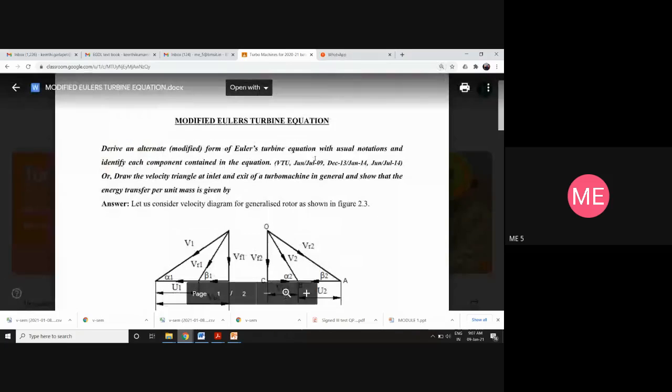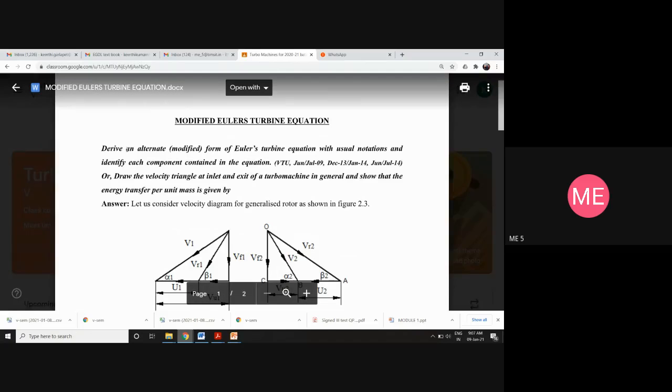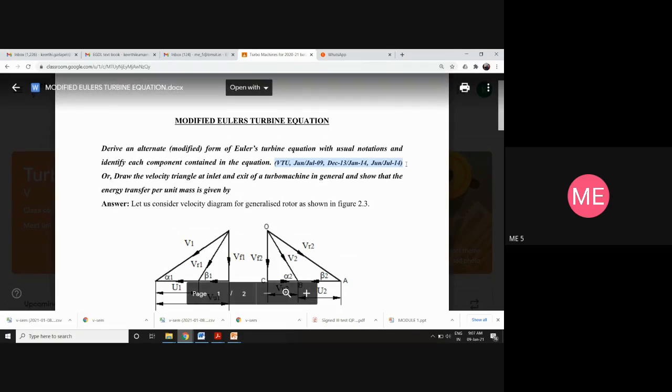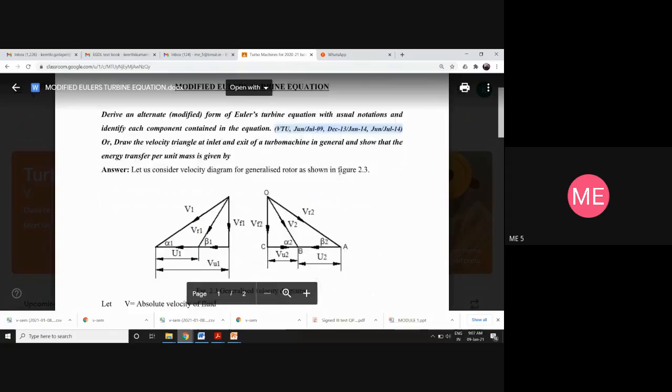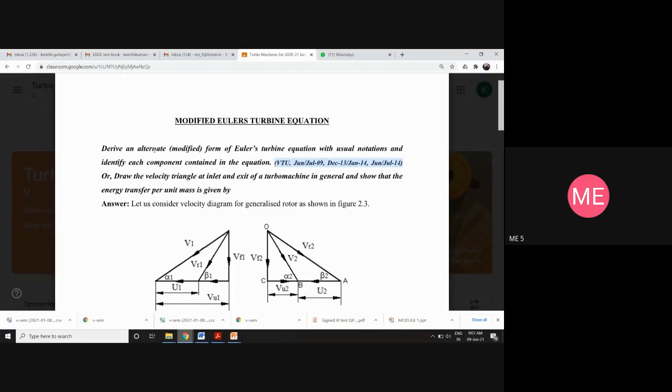So what you studied is the Euler's turbine equation, and the other one is called the modified Euler's turbine equation. Here for your reference, I have given a few years where he has asked. He has asked plenty of times, more than 10 to 12 times. Since the VTU started, from the Bangalore University, from the Coimbatore University it was converted, if you check, 10 to 12 times this question is asked, so you should concentrate more on this.